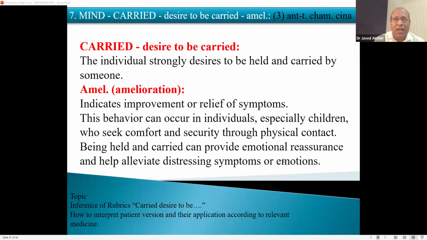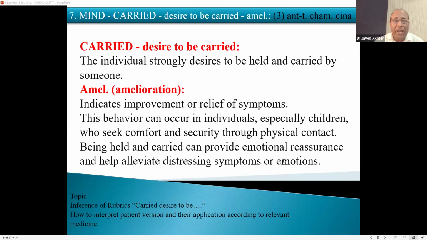Another is carried, desire to be carried, amelioration. What is amelioration? It indicates improvement or relief of symptoms. The behavior can occur in individuals, especially children, who seek comfort and security through physical contact. Being held or carried can provide emotional reassurance and help alleviate distressing symptoms or emotions. Carried desire to be carried, amelioration means when you say you will be okay, that there will be no problems, and this patient can feel comfort. Okay, these are Antimonium and Chinas too.